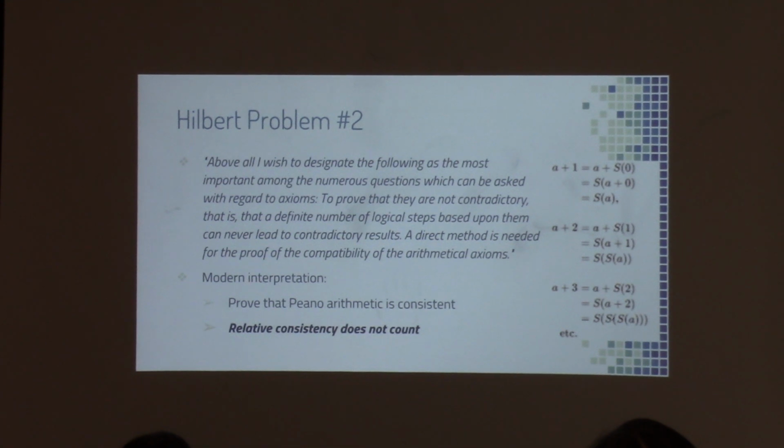This is a quote from his paper. Above all, I wish to designate the following as the most important among the numerous questions which can be asked with regards to axioms: to prove that they are not contradictory. That is, that a definite number of logical steps based upon them can never lead to contradictory results. A direct method is needed for the proof of the compatibility of the arithmetical axioms.